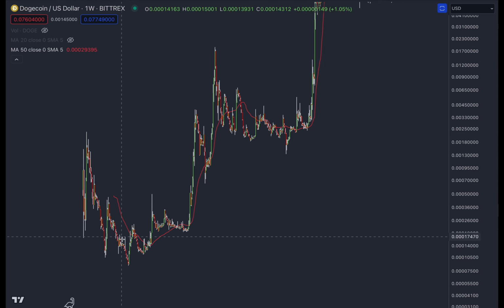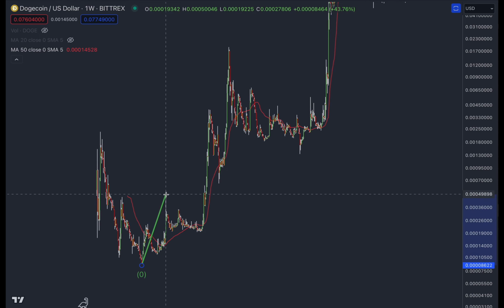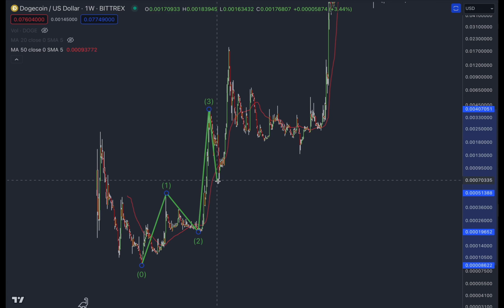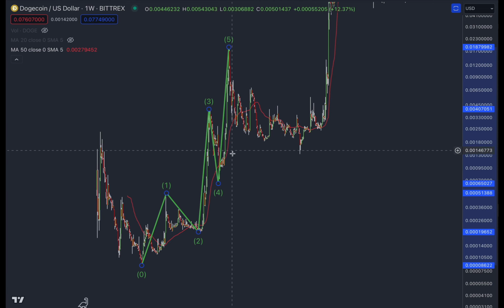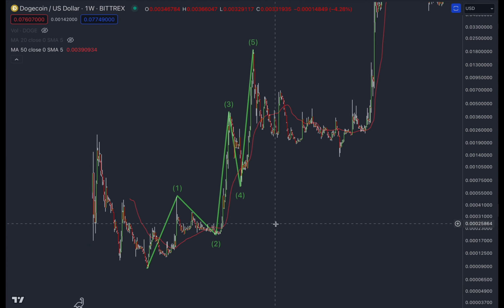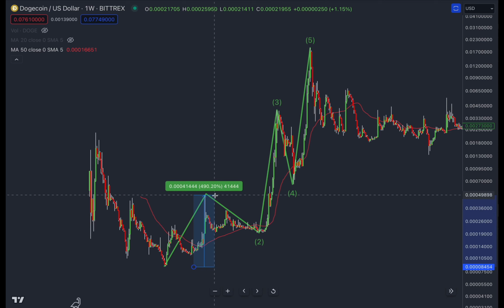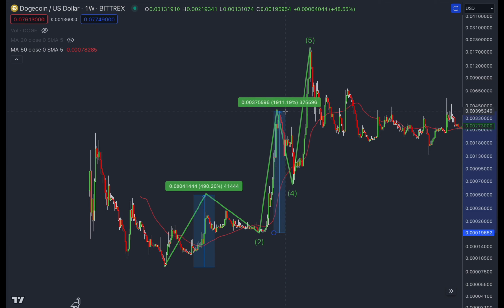So again, a meme coin. 1, 2, 3, 4, and 5. And let's measure them independently and see what happened here on the meme coin. So wave 1 was 5 times the price, so 5x. Then we had wave 3, which looks to be 20 times the price, right at 20 times. Okay, so that's nice in line.